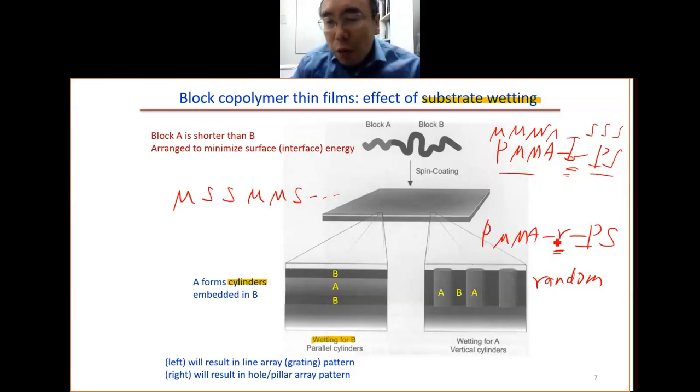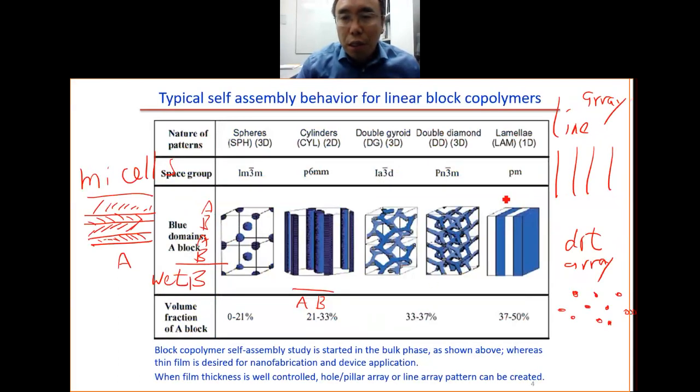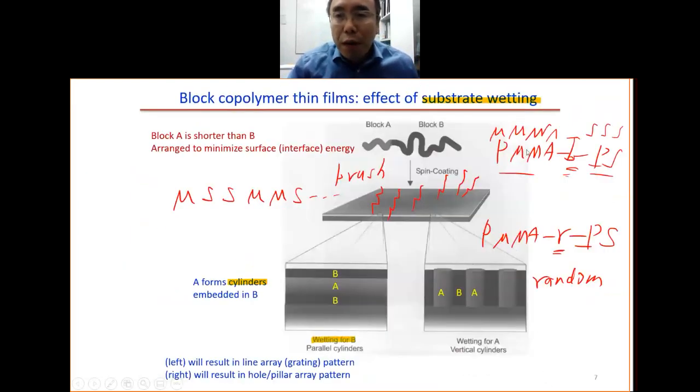It's white to PMMA and polystyrene equally. But how to make this random copolymer on the surface? This can be done by using the brush. You form the brush. So this brush is the PMMA polystyrene brush. When you have this brush and you wet the copolymer evenly, then you form this perpendicular arrangement. This is very important. This way you get the line array. You get a line array pattern. We will come back to talk about this brush later on.